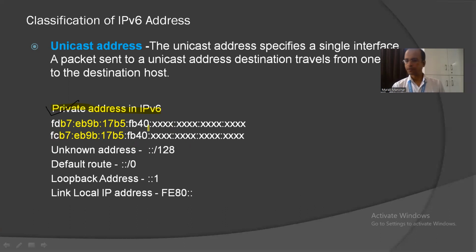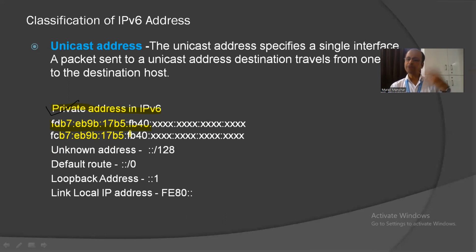This is the format of IPv6 address, and about this format, I have already discussed with you. So this address can start with FD or FC. Suppose this one is the network part, and the rest can be used as the host part. We can make different changes with this IP address.